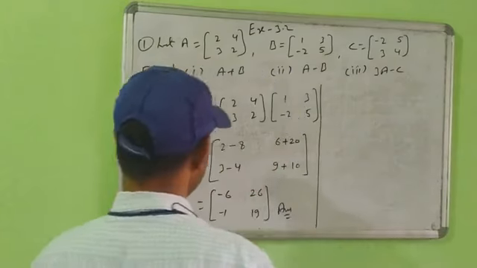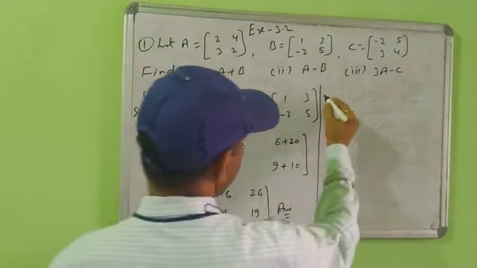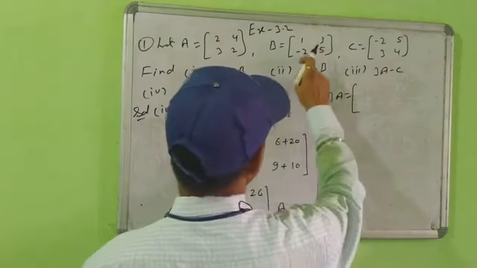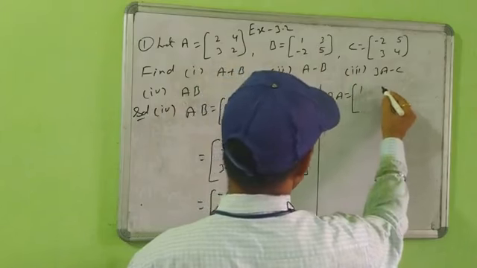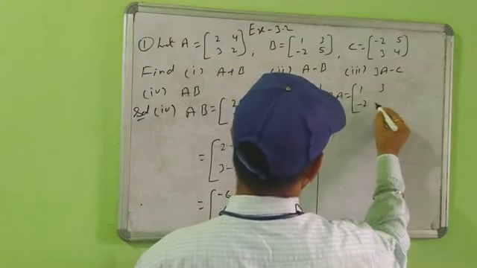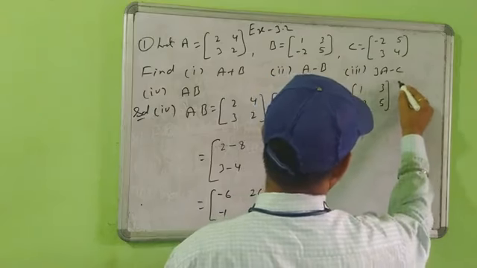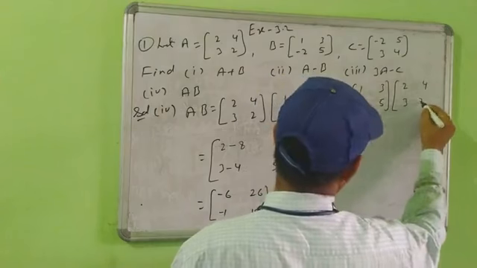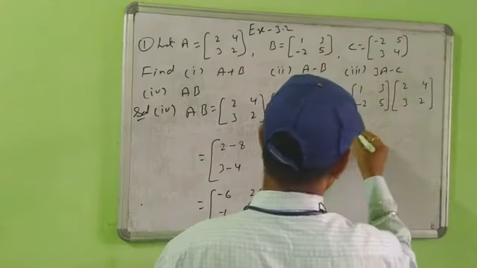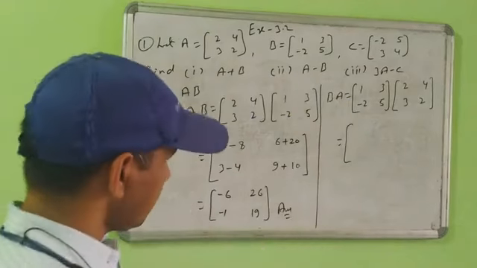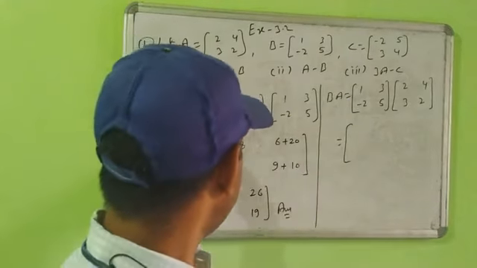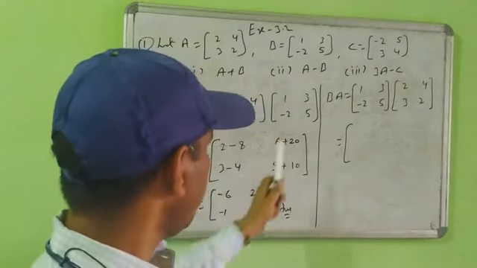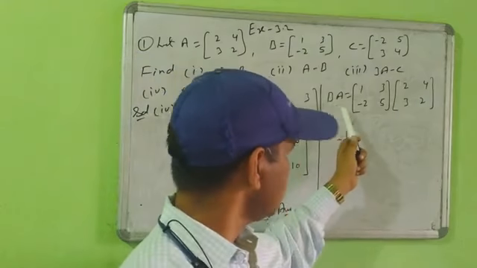Now check this. Suppose you multiply B into A. How to multiply B? First you write the elements of B: 1, 3, minus 2, 5, and multiply with 1, 2, 4, 3, 2. Then you multiply here. What is the result of the product of the matrix B into A? This portion.